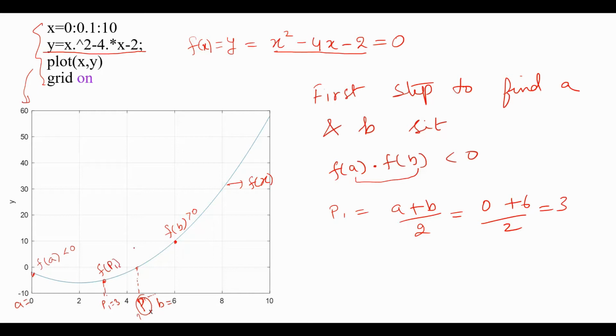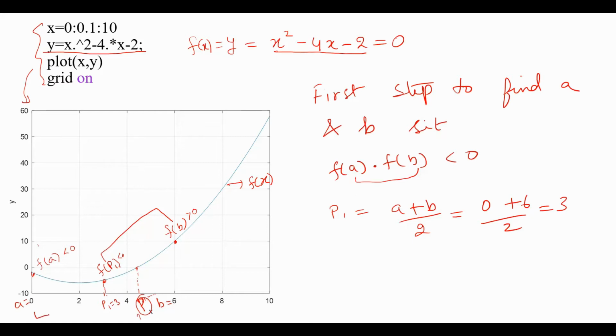Now what do I need to do? I'll check again the value of f of p1. Value means the sign, that is, whether it is negative or positive. So I can easily see that this value is negative over here. So what does this tell you? That the root will now lie in between these two values, p1 and b, because see, earlier you were in this big interval.